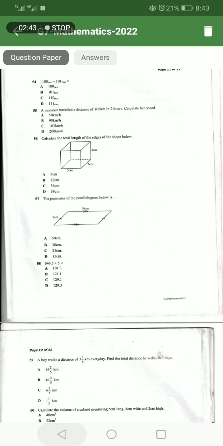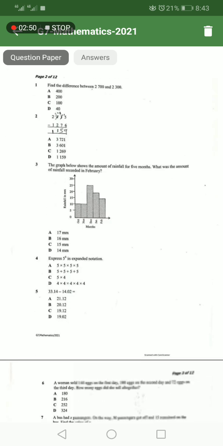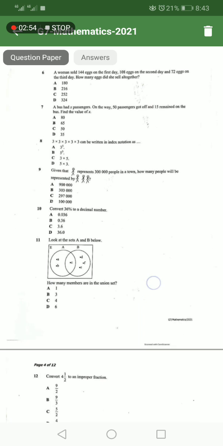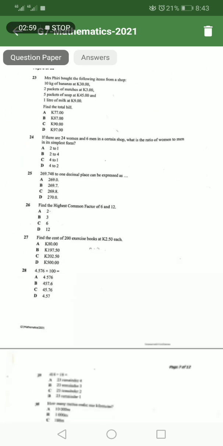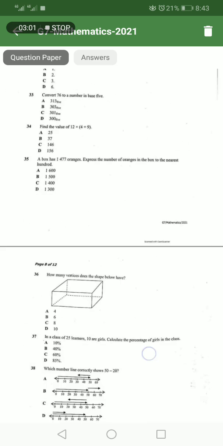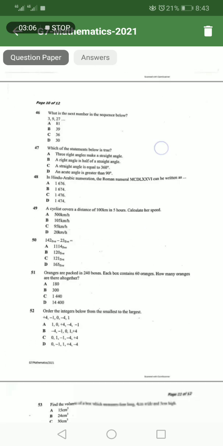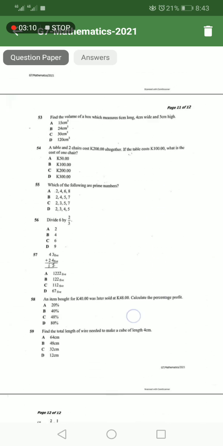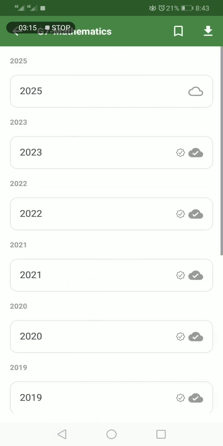Let's see if we can test with another question paper. This time, let's get into 2021. As you can see, question 3 is on the graph. Now let's see if we can find one on the perimeter. Okay, this one doesn't seem to have the concept of the perimeter. So let's see if we can go to the next one.